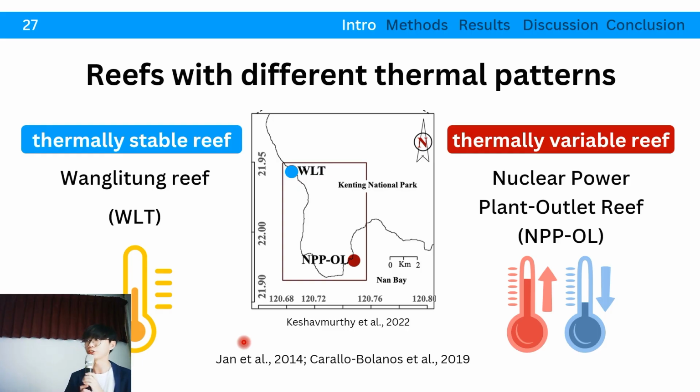Luckily, we have two different thermal pattern reefs in southern Taiwan, near Kenting National Park. That is our Wanli reef and the nuclear power plant outlet reef. Wanli is a thermally stable reef, which means the temperature won't change much, and it feels safe. The thermally variable reef, our nuclear outlet reef, means the temperature changes hugely in a day.